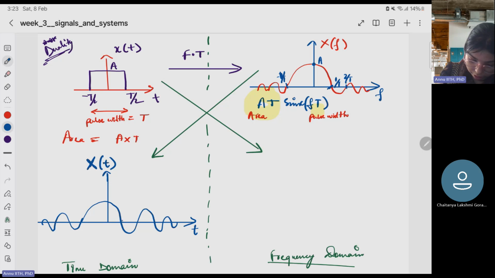So again, this is 1 by T, this is 2 by T, this is minus 1 by T, minus 2 by T. So it is actually the even multiplication of the natural number multiplication of one frequency. So 1 by T is a time period. This is A. And duality says that this will go here, x of minus F.